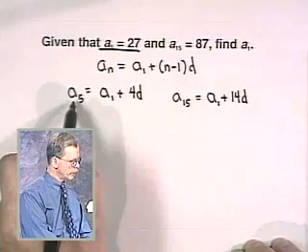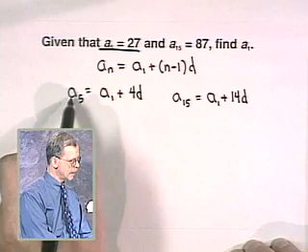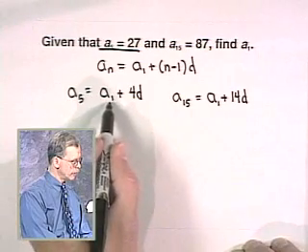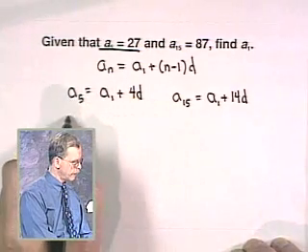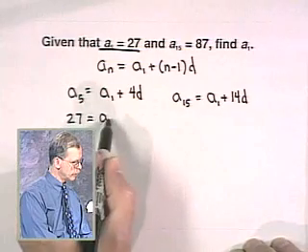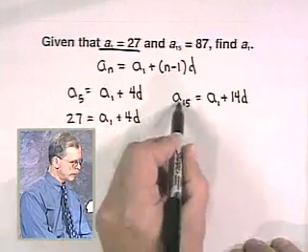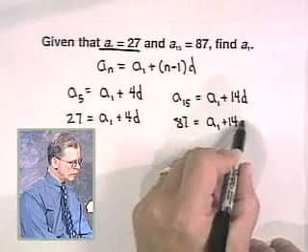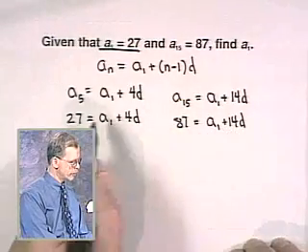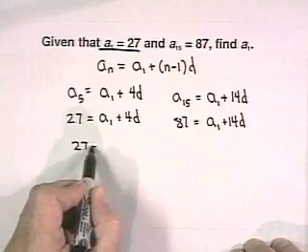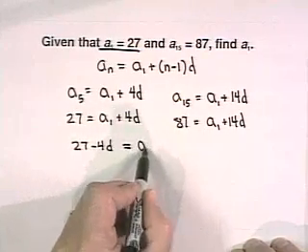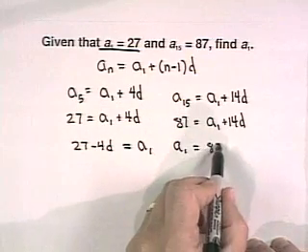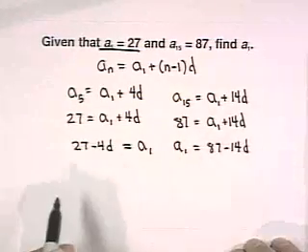We can substitute the numbers in for a sub 5 and a sub 15, and then our only unknowns will be a1 and d. a5, 27, equals a1 plus 4d. a15, 87, equals a1 plus 14d. We'll now solve each of these two equations for a1. 27 minus 4d equals a1, and a1 equals 87 minus 14d.